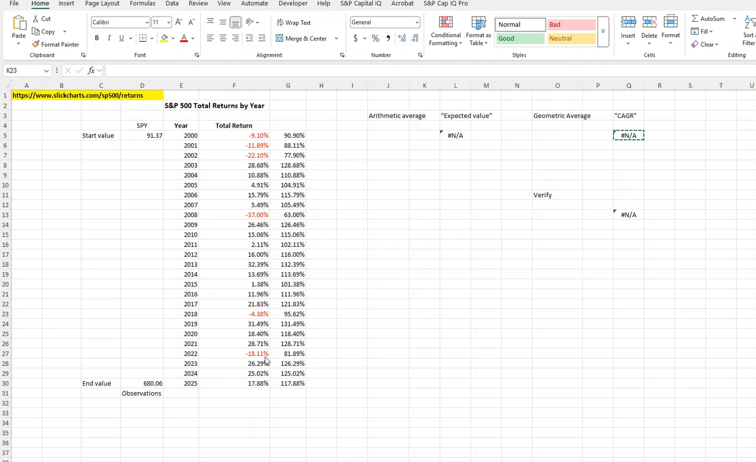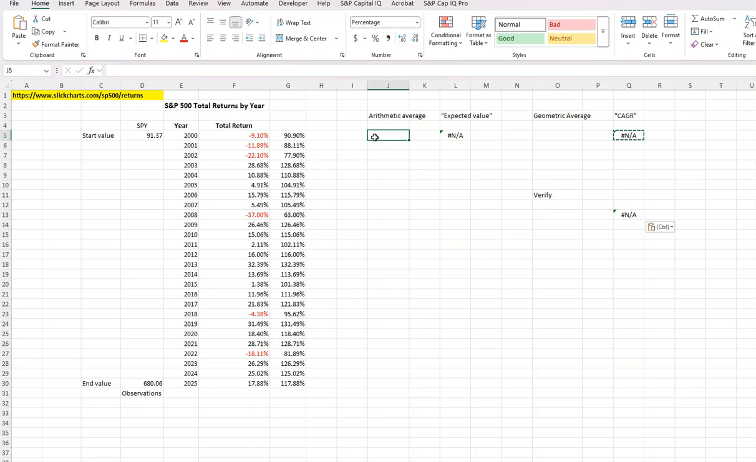Because notice it says total return, and then you have to figure out what your start and end values are for comparison. So here I'm using the start value of January 3rd for the year 2000 of the SPY adjusted close, and I'm using the end value for 2025 of 680. So the arithmetic average is just that. It's the average that you're used to.